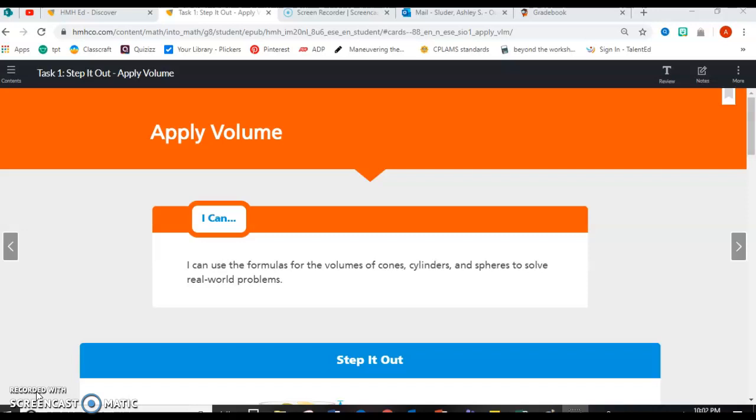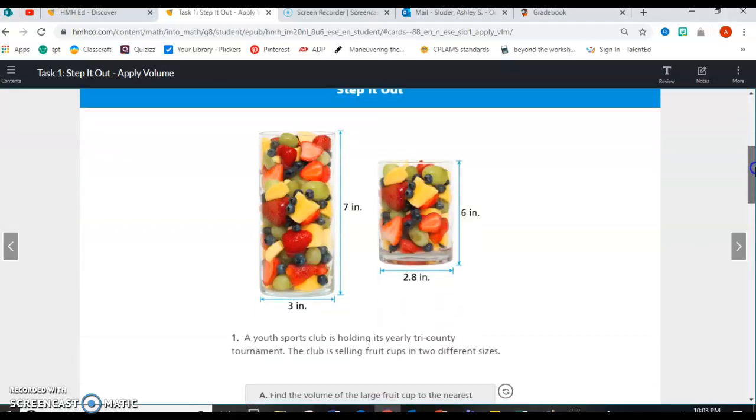This is the lesson where we're going to take what we know on the volume of cones, cylinders, and spheres and apply it to real-world problems. So there's going to be a lot of problem solving. These are going to be multi-step questions, but secretly, these are my favorite. Our I can statement is I can use the formulas for the volumes of cones, cylinders, and spheres to solve real-world problems.